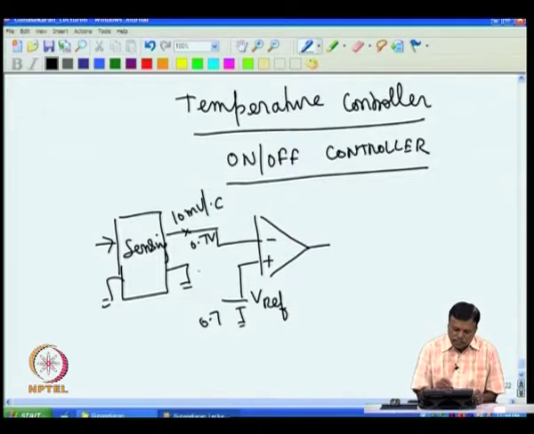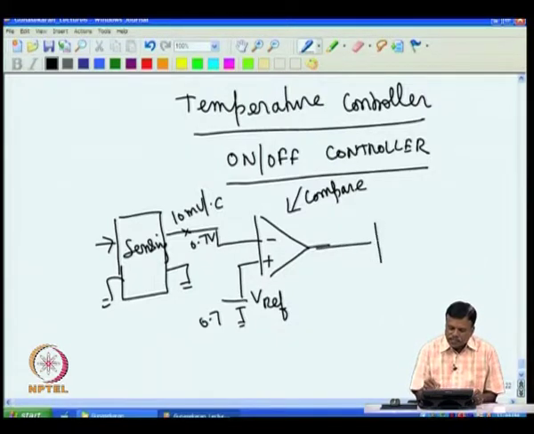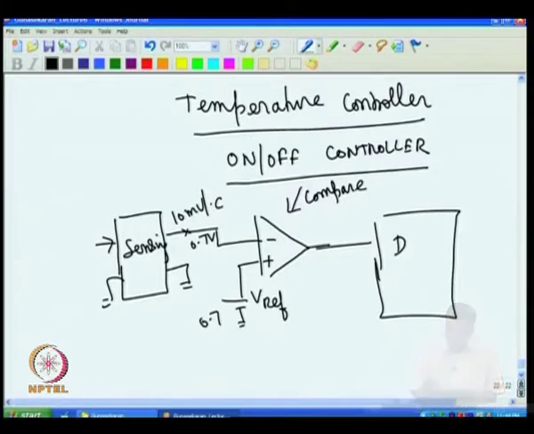So, temperature sensing is the first part, then the second part is the comparator. You have to compare with the reference, whatever temperature you want to stabilize, the voltage corresponding to that is compared with the measured voltage. Then you have to have a heater drive or motor drive or whatever it is. So, you need a drive. Any control system needs these three parts: sensing, comparator and drive.